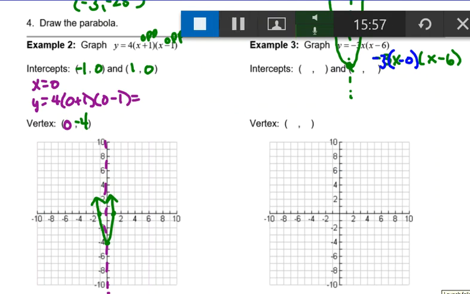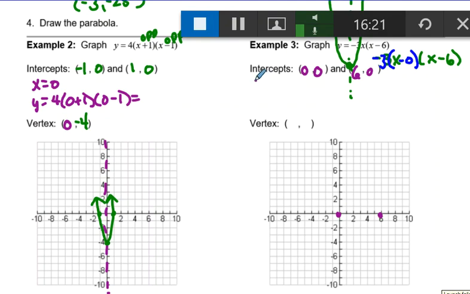x equals... That's going to be the x of the vertex, yes. Okay. So the P and Q are the 6 and 0? Say that again? The P and Q are going to be 6 and 0? Yes, the P and Q are 6 and 0. So the intercepts are (0, 0) and (6, 0).